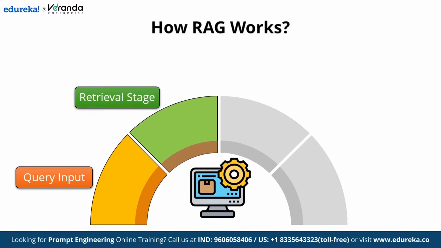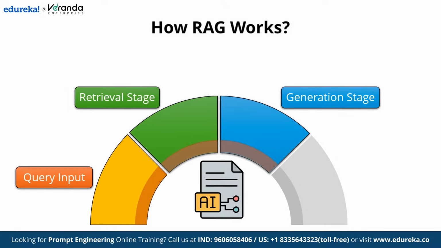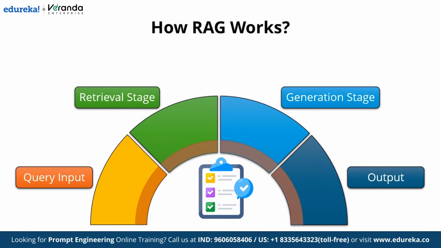Here, a retriever searches a database or knowledge base using tools like BM25 to fetch the most relevant information. The retrieved data is then fed into a generative model like GPT or T5, which processes it and generates a coherent, contextually grounded natural language response.